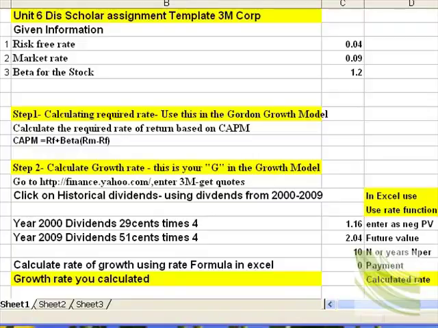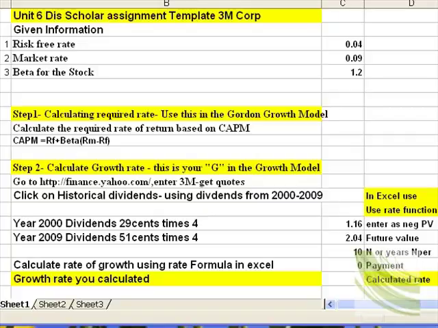So here's the template. I have the given information here. You have the risk-free rate is 4%, the market rate is 9%, and the beta for the stock is 1.2. In step 1, calculate the required return using the Gordon growth model. So you have the required rate of return information given to you, and that is the formula for calculating the required rate of return, the CAPM, which is your risk-free rate plus the beta times the market rate minus the risk-free rate. So you need to calculate that information in step 1 before you go to step 2.